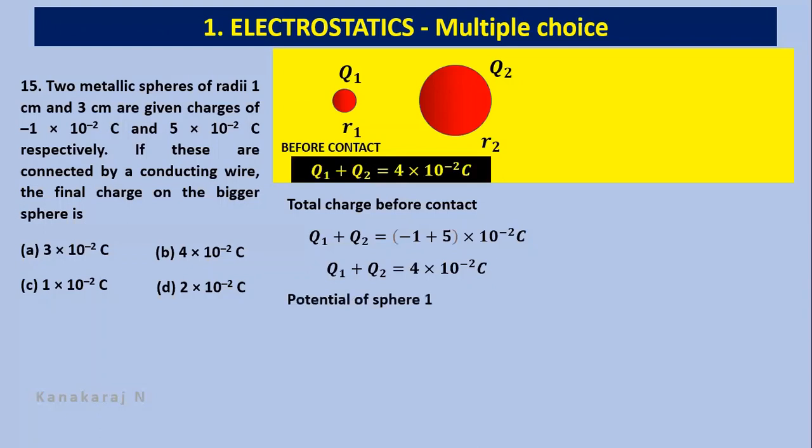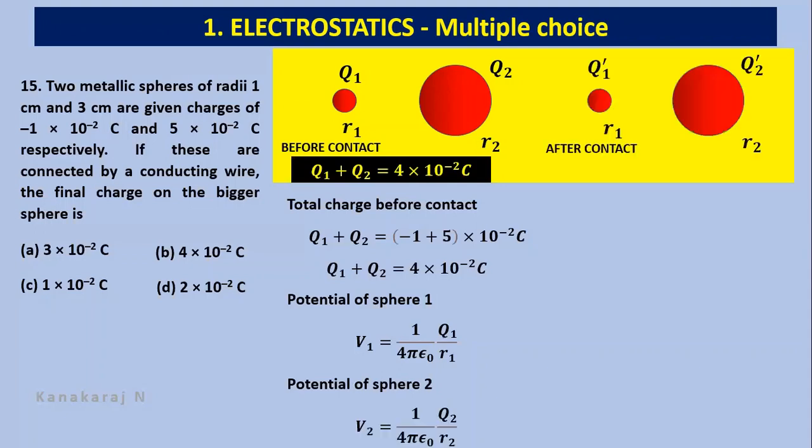So let us find the potential of sphere 1. It's given by the formula V1 equals K times Q1 by R1. Similarly, the potential of sphere 2, V2, equals K, that is 1 by 4 pi epsilon naught, times Q2 by R2.